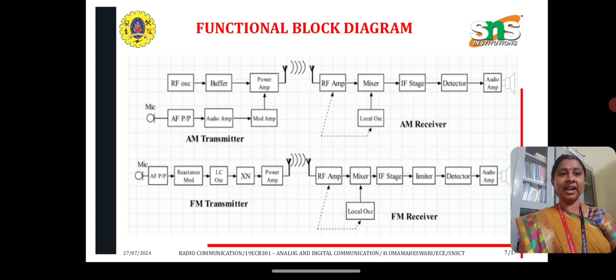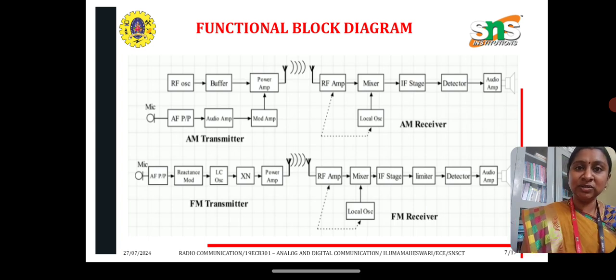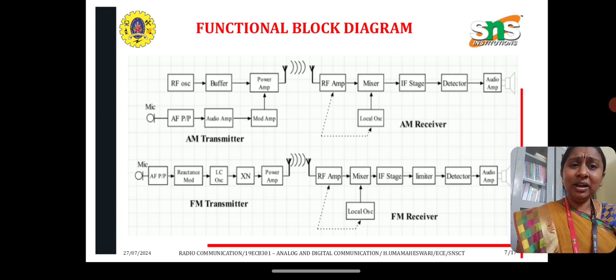On the receiver side we have the antenna first, and from the antenna the input is given to the RF amplifier, then to the tuner, then to the detector. From the detector it is given to the audio amplifier, and finally to the speaker, and finally we receive the output signal.